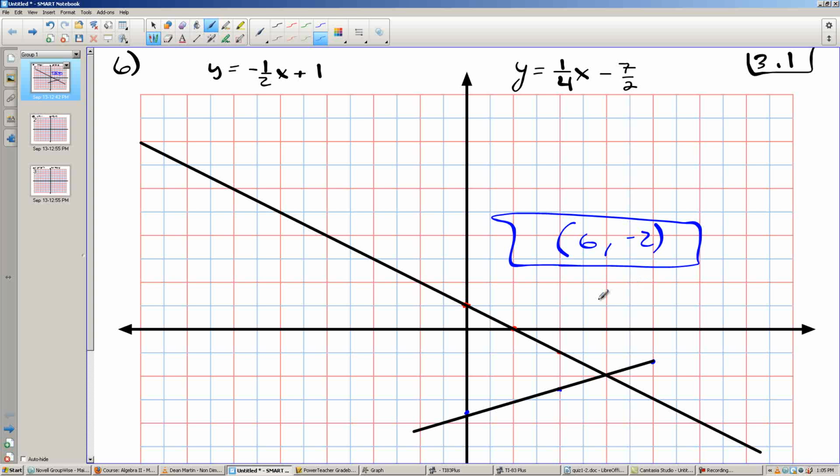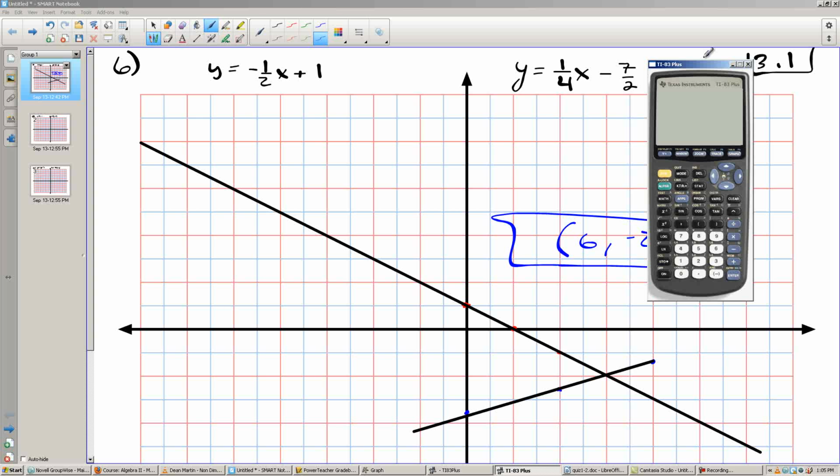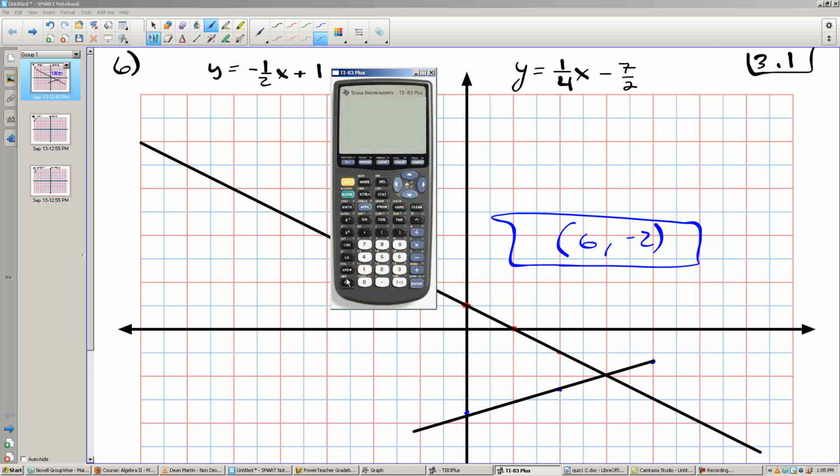Hopefully that's the answer. The way we're going to check the first one is using just a standard graphing calculator. And so if you have access to a graphing calculator, this should make sense as we go through this. First thing I'm going to do when I turn my calculator on is hit the y equals key right here. That'll lead me to this page and clear out anything that's there. And I'm going to start by typing in the first equation.